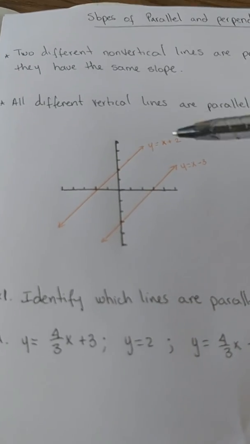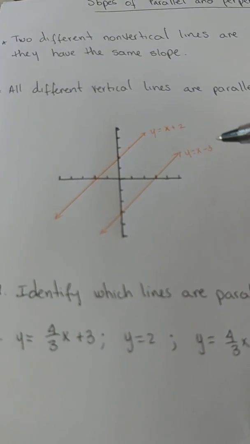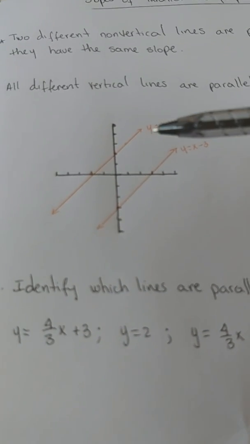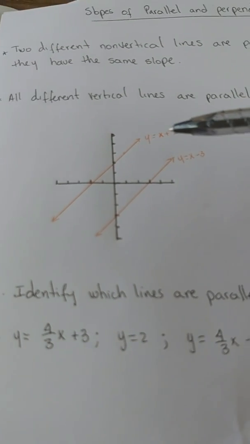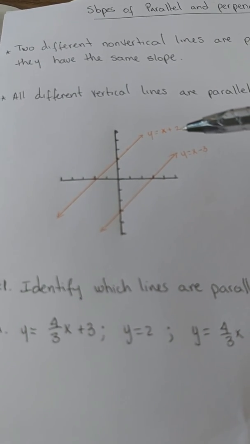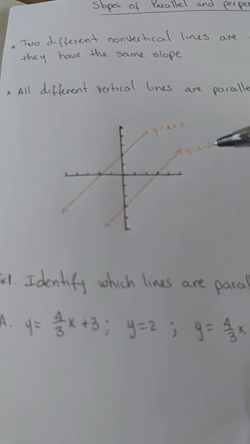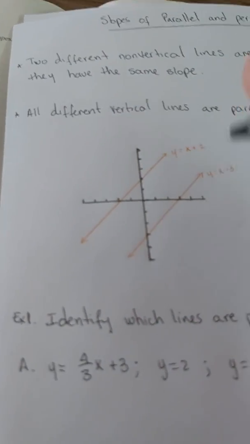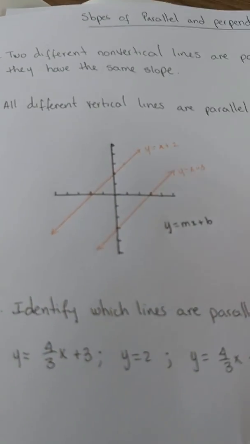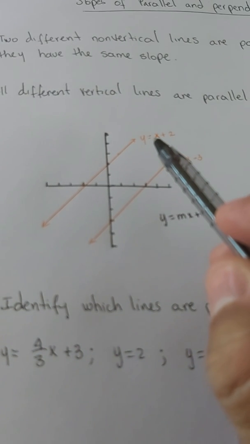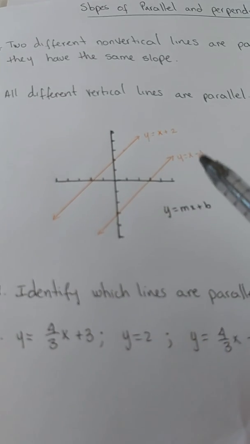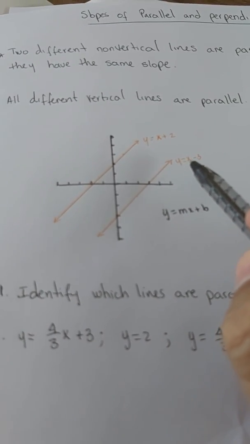Notice this example. We have the graph of two lines. Okay, they are both written in slope-intercept form, y equals mx plus b. And notice that the slope for this line and the slope for this line are equal. Remember, in slope-intercept form, y equals mx plus b. So, what is the value of m of this first line? m equals 1, and for this one, m equals 1.